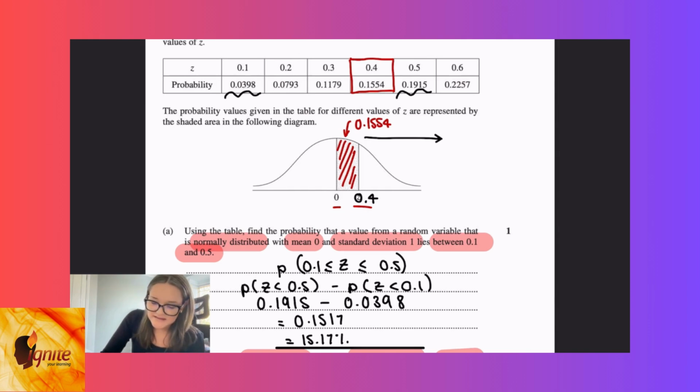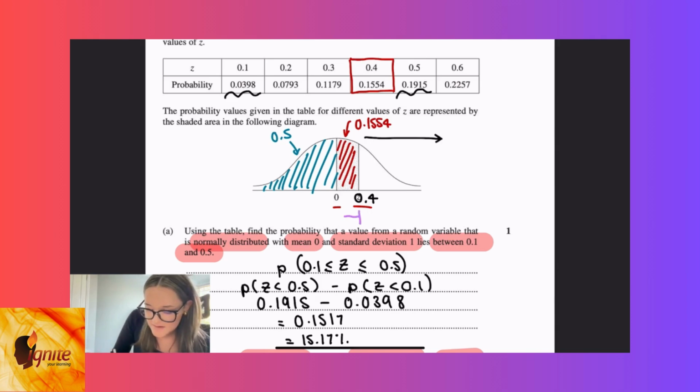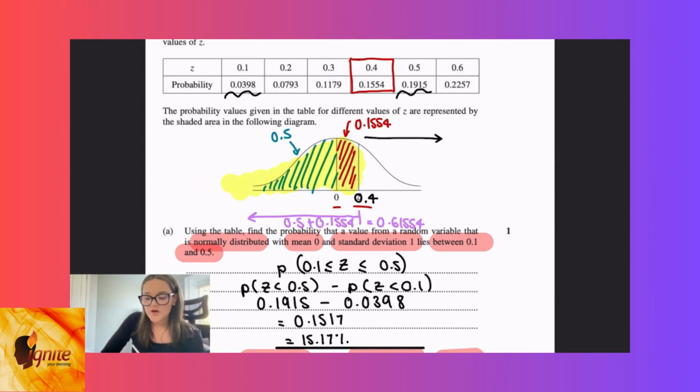We also know that anything less than 0, so anything on the left-hand side or right-hand side of our mean, is going to be 50% of the data, so 0.5. So what we can say here is that the entire probability of being less than 0.4 is going to be 0.5 plus 0.1554, just by adding my shaded diagram of my blue area and my red area there, which gives us 0.6554.